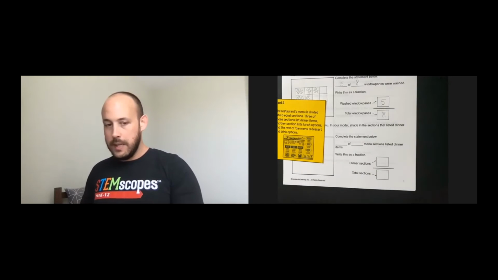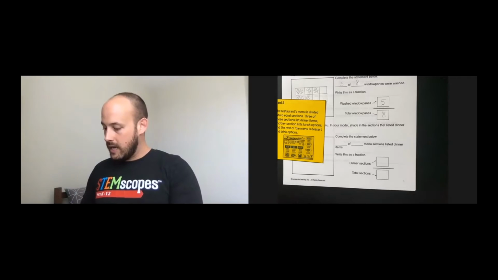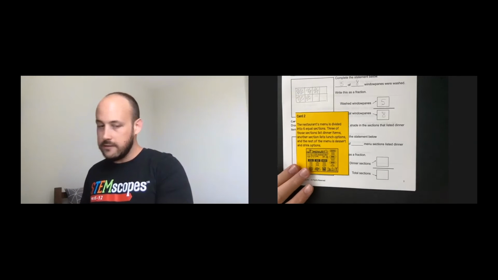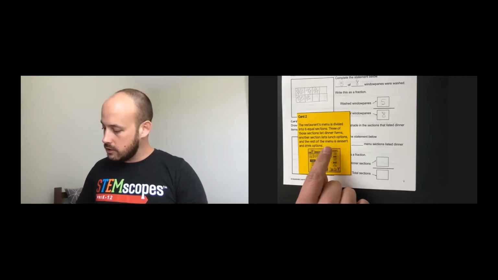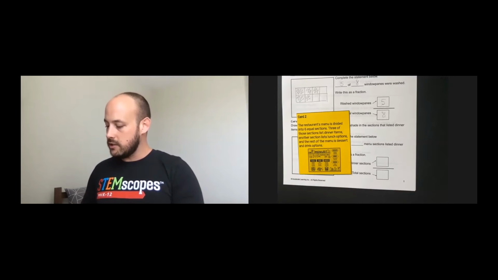So let's build a paper model of our menu. I'll use this green sheet. How many total equal parts do we need in our menu? Let's see if we can find that in the story. Do you see how many equal sections there are? Yeah, there's six equal sections.